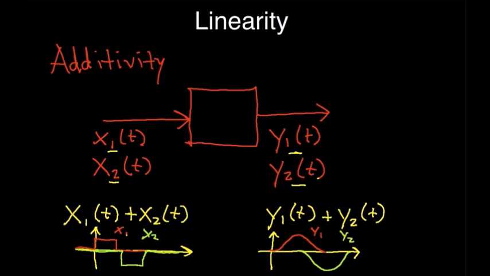Okay. Now, if the system is additive, then if I put in a signal that's x1 plus x2, that signal would look something like this. Okay, so this is the sum of x1 plus x2. Then the output of the system, if it satisfies additivity, should be the sum of y1 plus y2, which will look something like this. Okay, so again, if the system is additive, then I should be able to determine what the output of the system in response to the sum of two things would be.